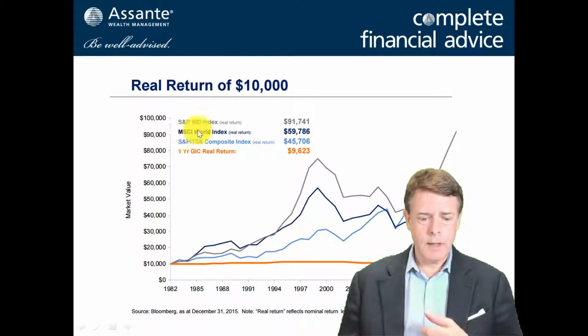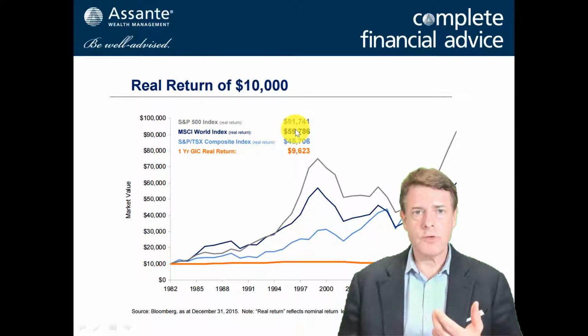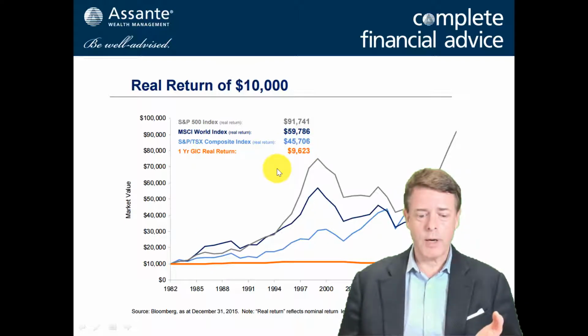If you looked at the global markets, it was $59,786 after tax, after inflation. The Canadian market, the S&P TSX, was $45,706. And if you look at a one-year GIC, it was 9,600 basically. So it lost ground over that time period. It didn't keep pace with inflation or taxes.